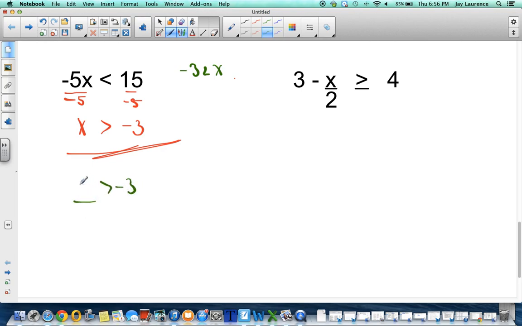Put a number in here. How about 5 is greater than negative 3? Does it work over here? Negative 3 is less than 5? Sure it does. It doesn't matter which way it's presented.